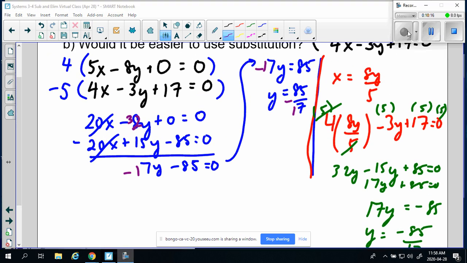A student just pointed out that actually this does reduce. So this reduces to negative 5, and this reduces to negative 5.